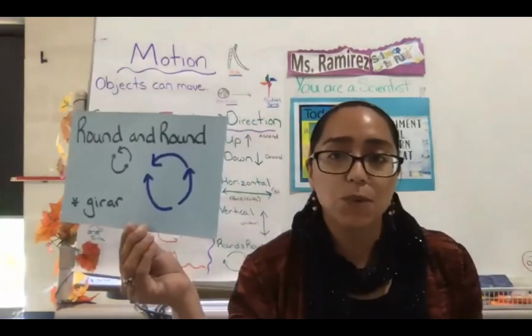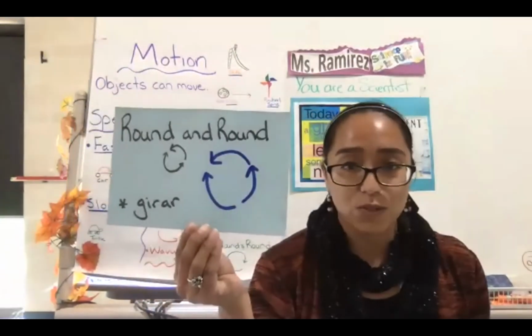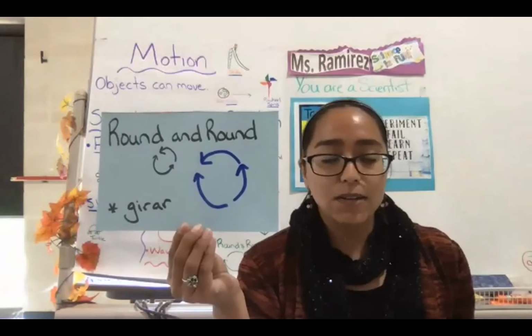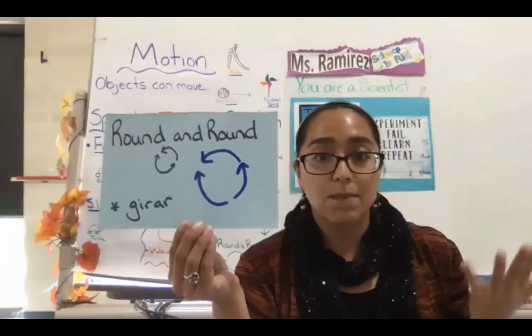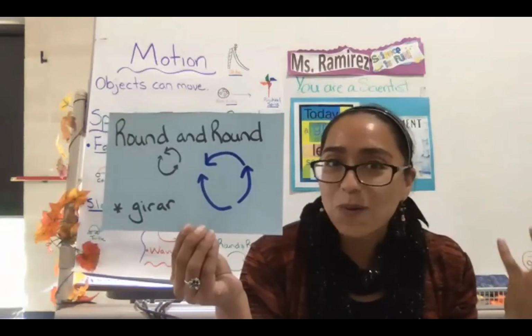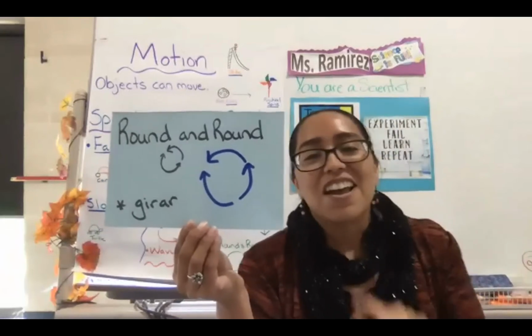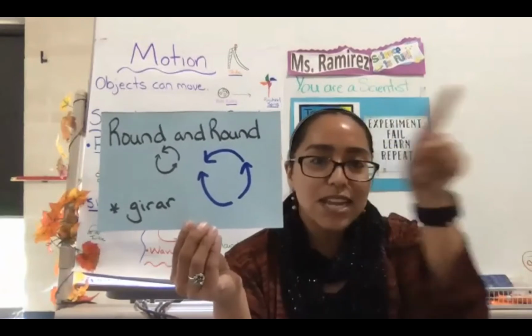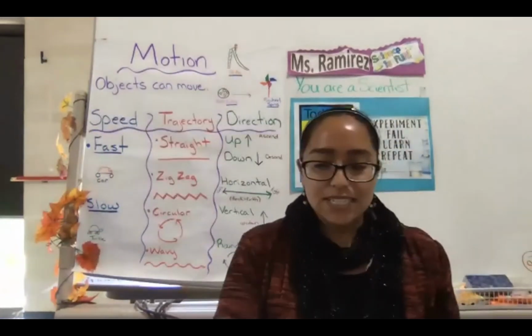Objects can also move in a round and round direction. Think about when you're going on a merry-go-round, it goes round and round, or the wheels on the bus go round and round, that song. Those are things that go round and round. Let's take a look at our little unicorn slinky over here.